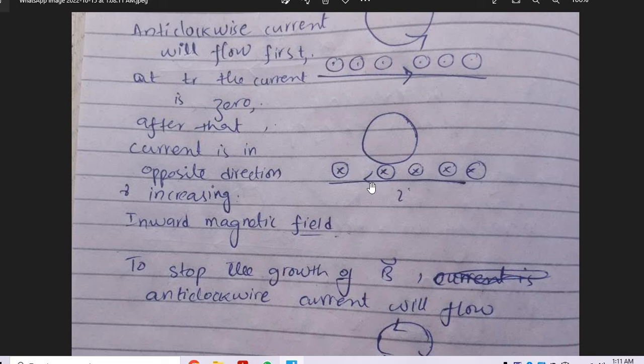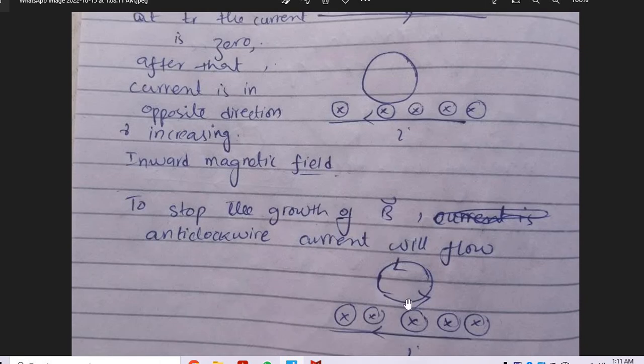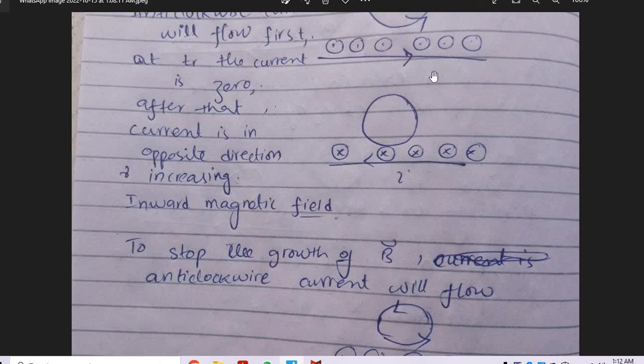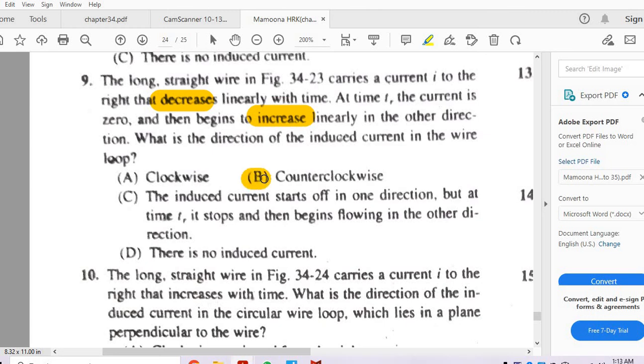This current is increasing. Here, if the current is in the right direction, the magnetic field would be into the paper, so we show it with a cross. The magnetic field is inward and it is also increasing. So just to stop an increased inward magnetic field, the induced current in this wire loop would be anti-clockwise. The magnetic field due to this loop would be out of the paper, which will oppose the growth of the inward magnetic field. So in both situations we can see that the current is counterclockwise. That's why option B is the correct option.